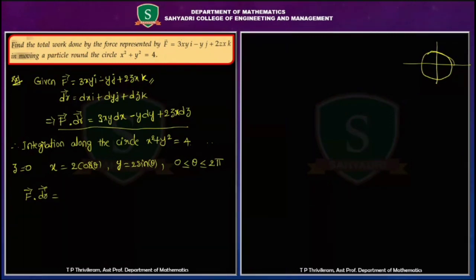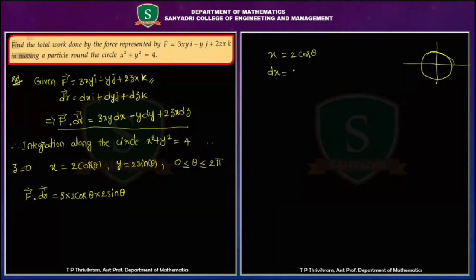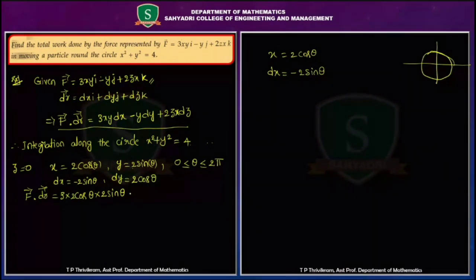So first substitute 3 into x. That means 3 into 2 cos theta into y value 2 sin theta. So I need to find the dx value. If you differentiate, x is equal to 2 cos theta, differentiate with respect to theta, so we'll get dx is equal to minus 2 sin theta. Correct. Comma, dy value, if you differentiate with respect to theta, we'll get 2 cos theta.